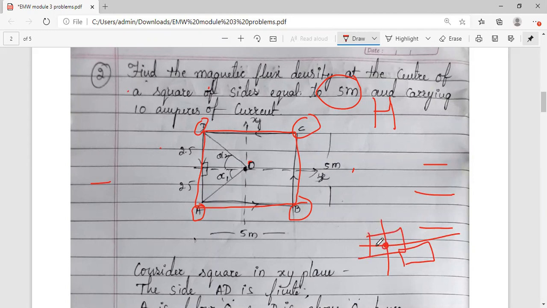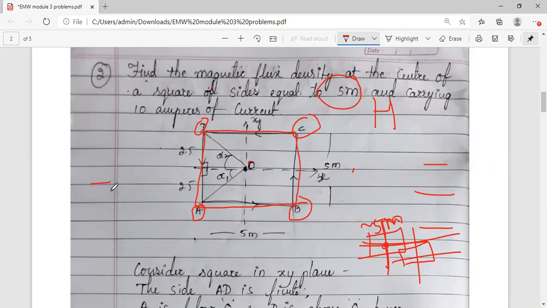From the zero, since it is a square, if the length is 5 meters and I bisect it, it becomes 2.5 and 2.5. It would be much easier for me. That's why I have kept it like this. You are free to do it like this also.